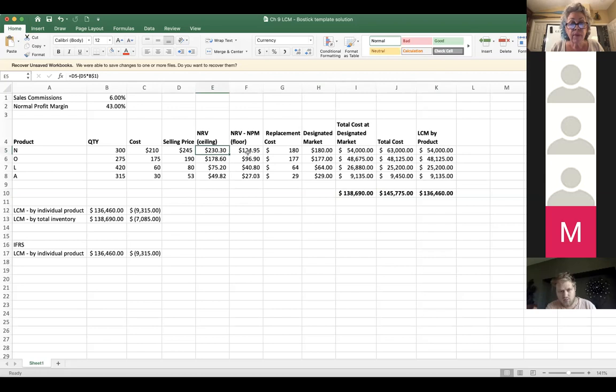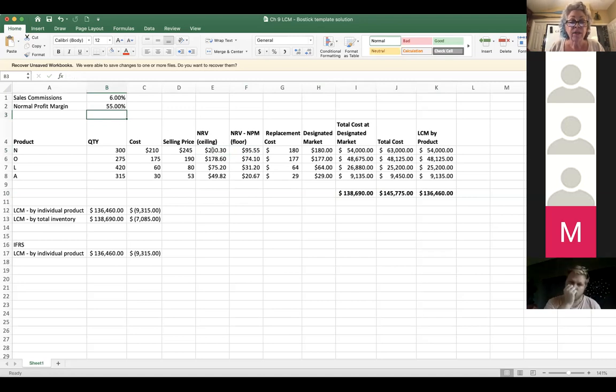My NRV changed. My NRV minus the normal profit, I didn't change it enough. We still ended up with the same designated market value, but you see how everything changed. What if my profit margin was 55? You're calculating your floor in the end to find your designated market value.